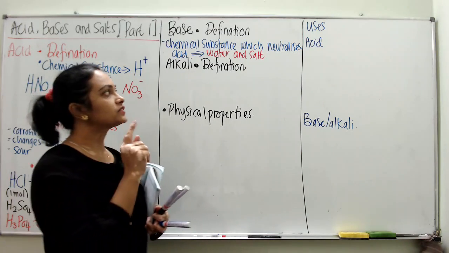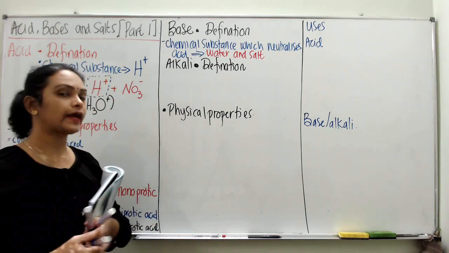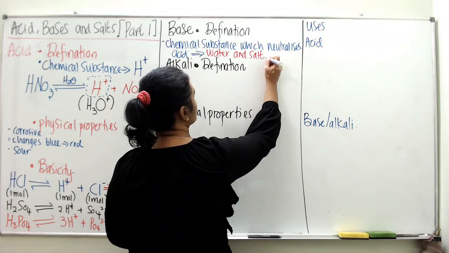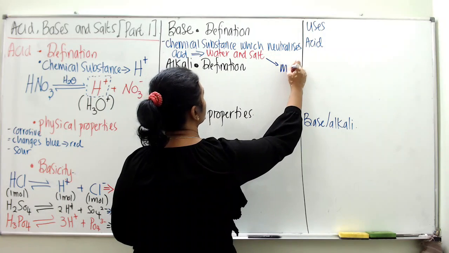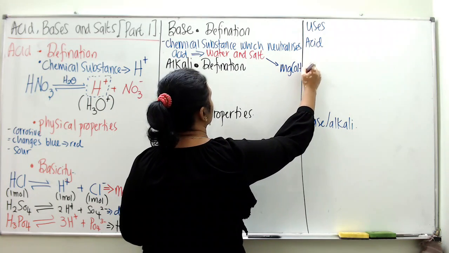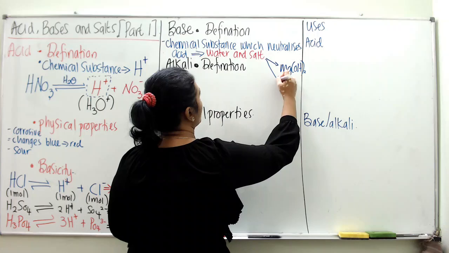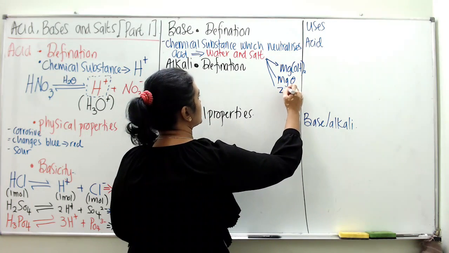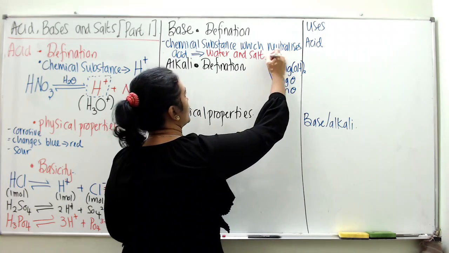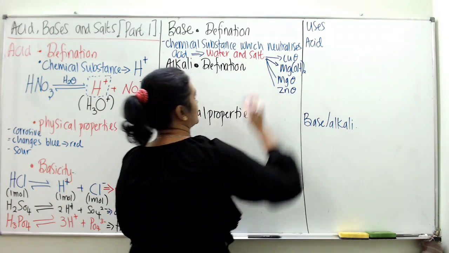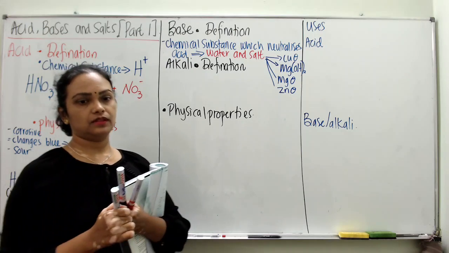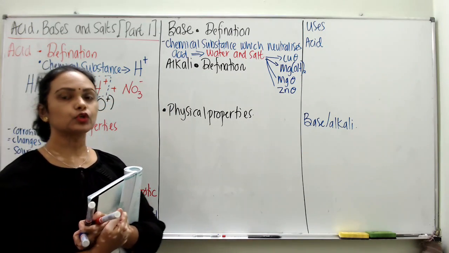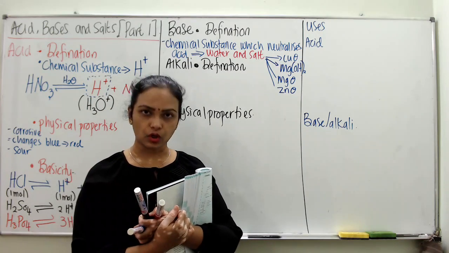Now what is the meaning of alkali? But before that, let me give you examples of base. An example of base can be magnesium hydroxide, magnesium oxide, zinc oxide, copper oxide. These are all bases, which can neutralize acid to produce water and salt.